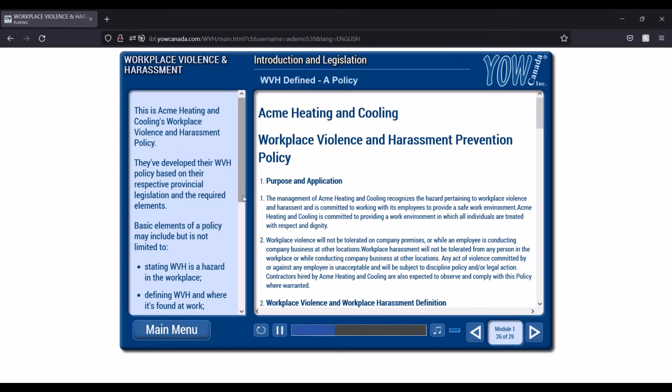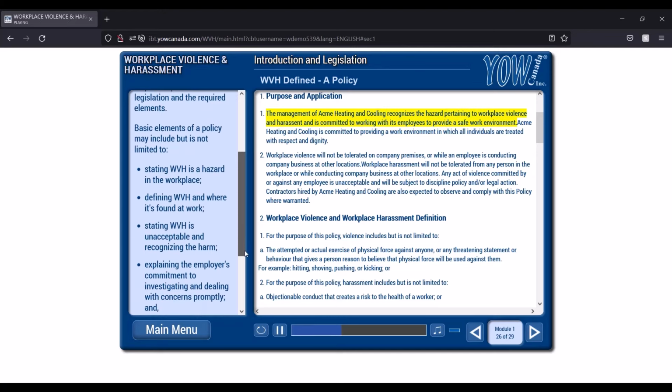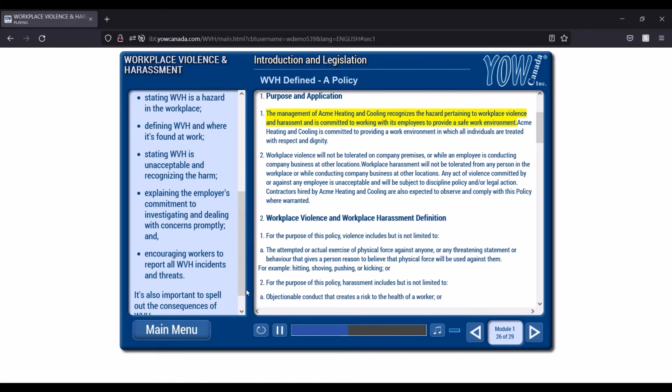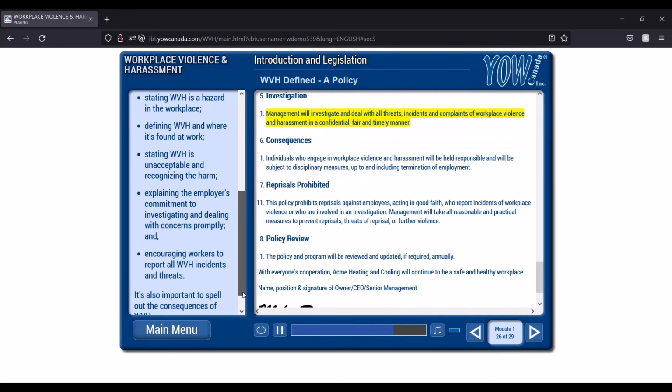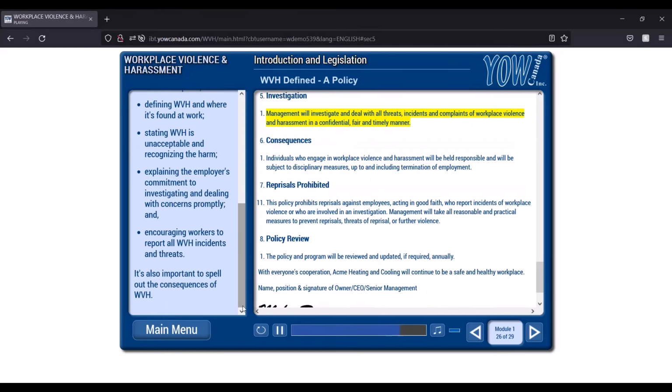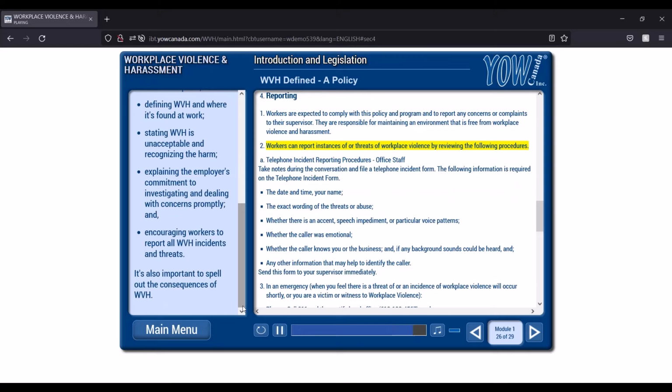Basic elements of a policy may include, but are not limited to, stating WVH is a hazard in the workplace, defining WVH and where it's found at work, stating WVH is unacceptable and recognizing the harm, explaining the employer's commitment to investigating and dealing with concerns promptly, and encouraging workers to report all WVH incidents and threats. It's also important to spell out the consequences of WVH.